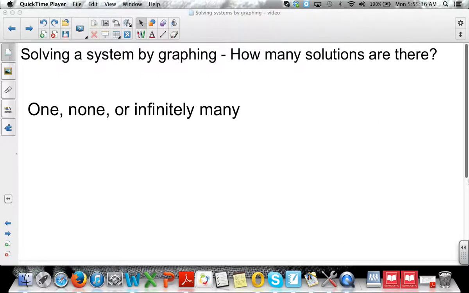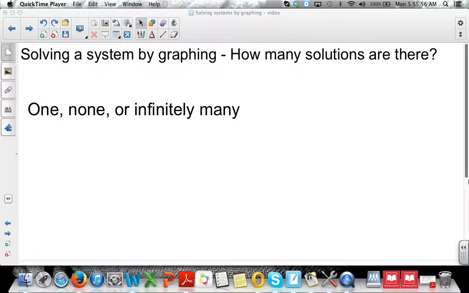Okay, so when we solve a system, especially by graphing, we need to be able to figure out how many solutions there are going to be. How many can we expect when we solve our system? So there's three choices. You can have one solution. That'd be they cross at one spot, there's 1 point, that's just our answer.